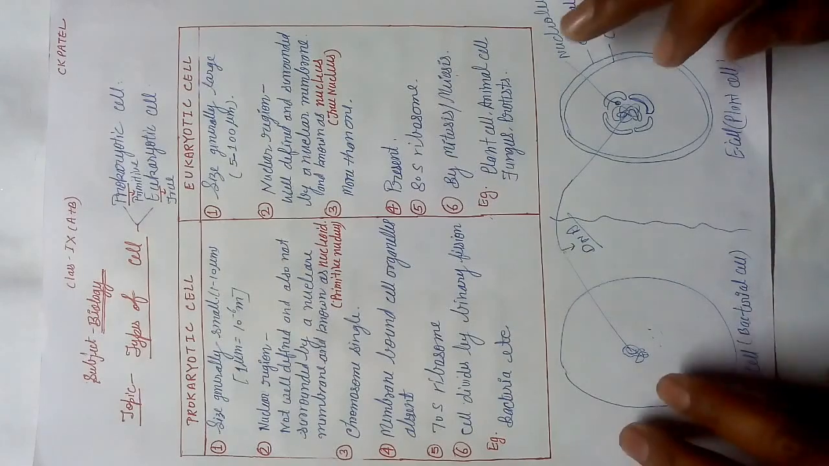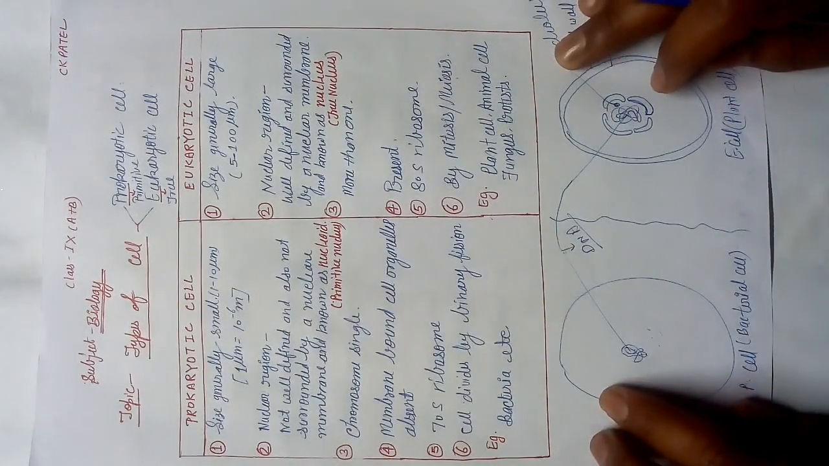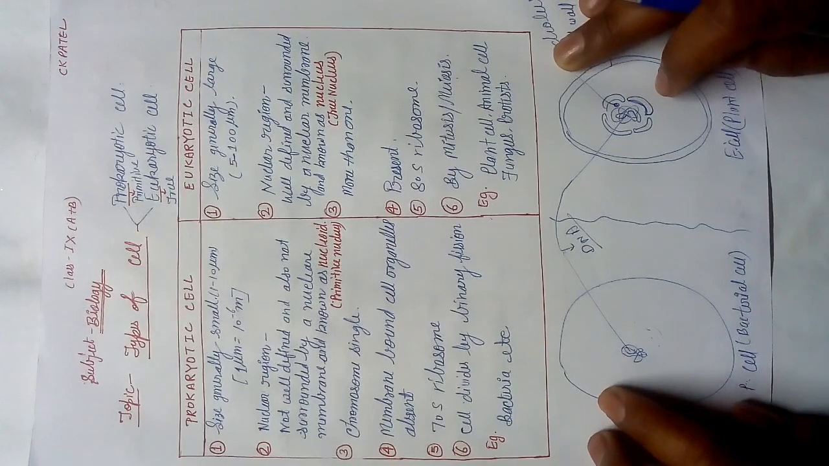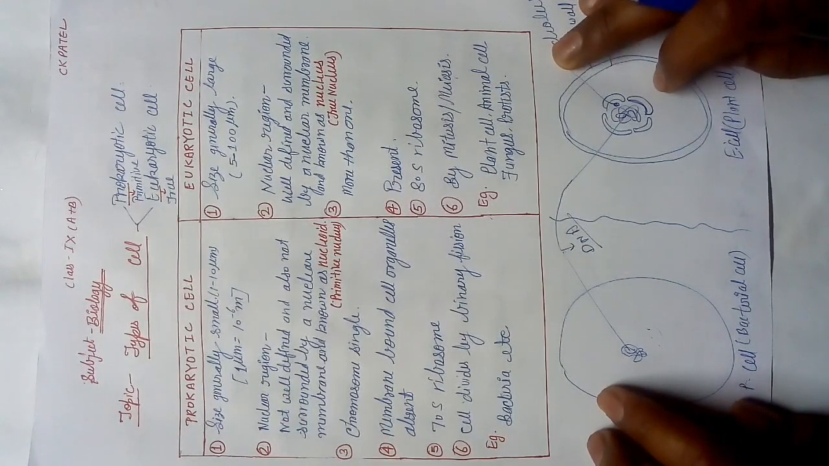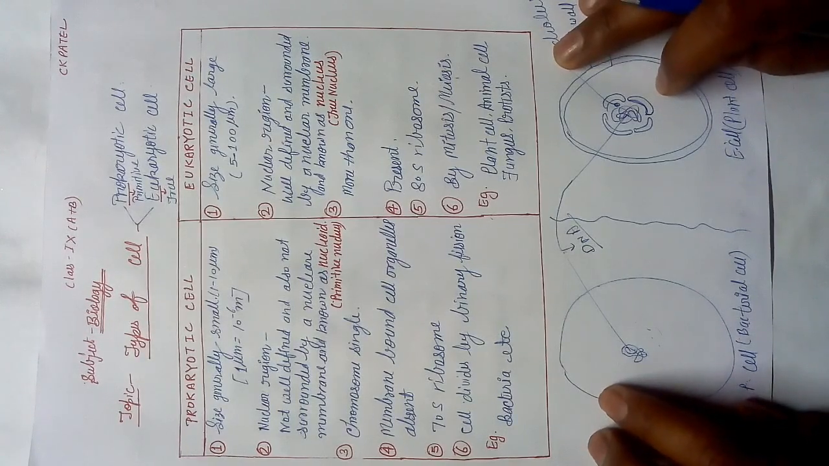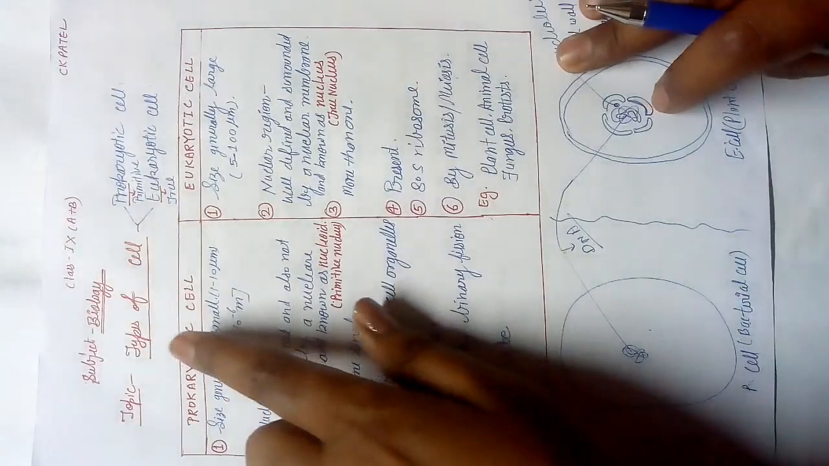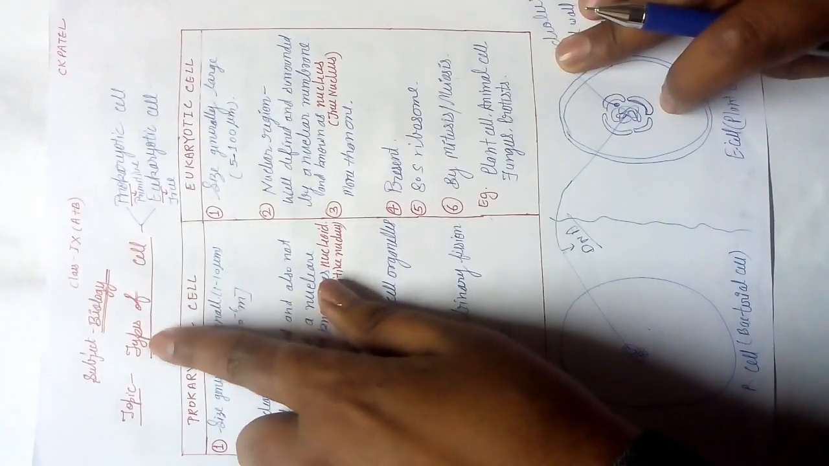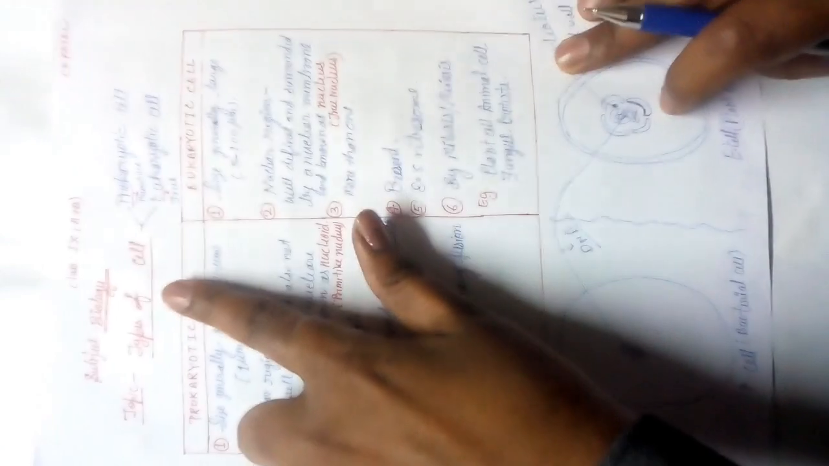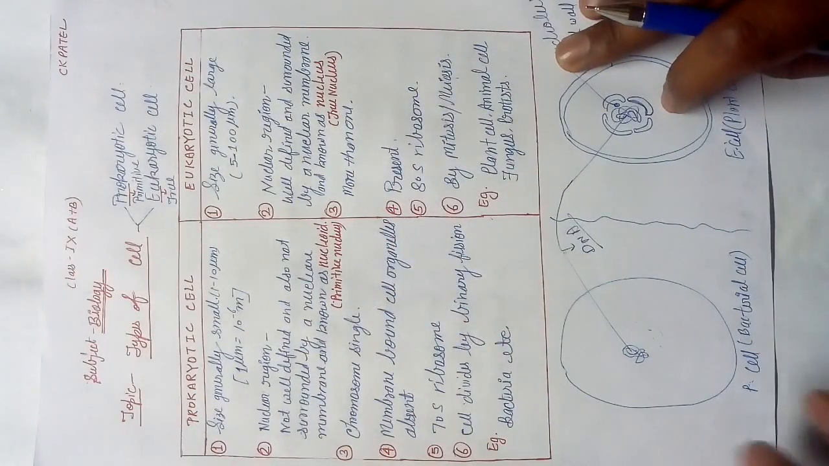Hello students, in the last video we discussed the cell with its diagram, especially a plant cell. But in this video we are going to talk about types of cell. As you can see clearly, the topic is the types of cells. Okay, so cells are of two types, prokaryotic and eukaryotic.